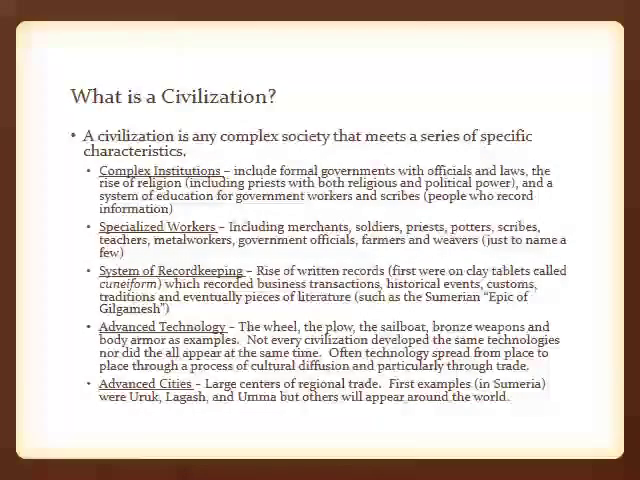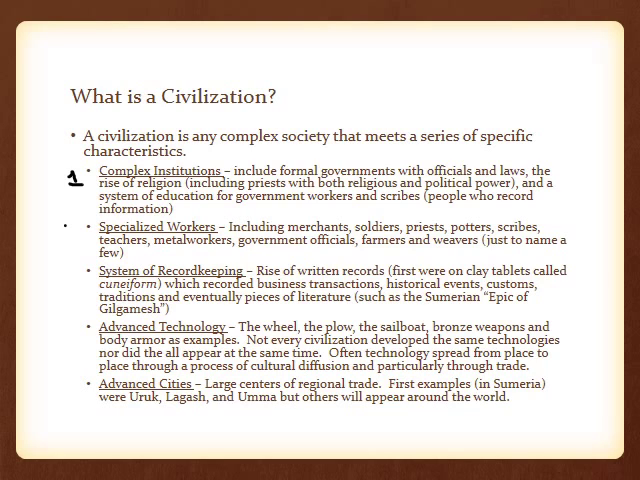Now, what is a civilization? A civilization is a complex society that meets some specific characteristics. And the first of those is complex institutions. So this is number 1. Complex institutions include having formal governments with officials and laws, the rise of religion that includes priests and religious and political power, a system of education for government workers, and then scribes, people who are recording information for the government.